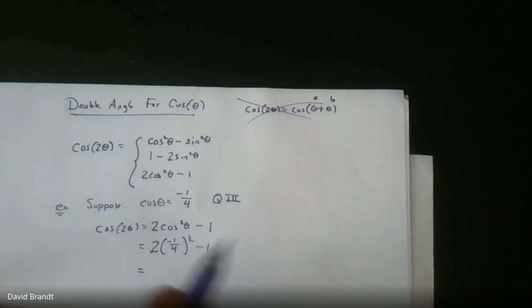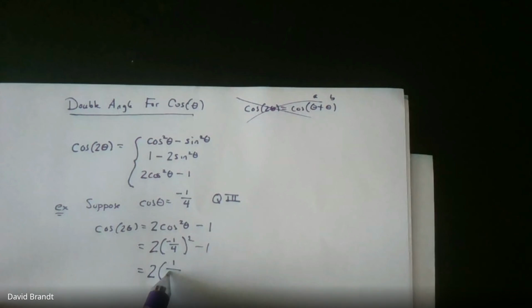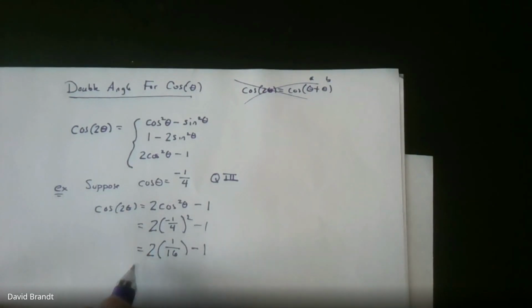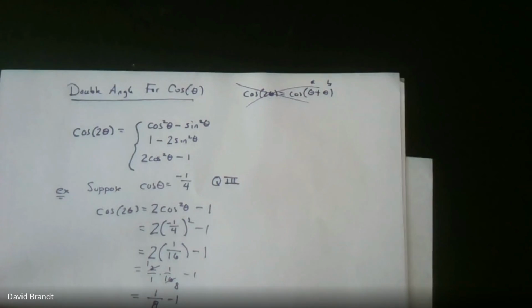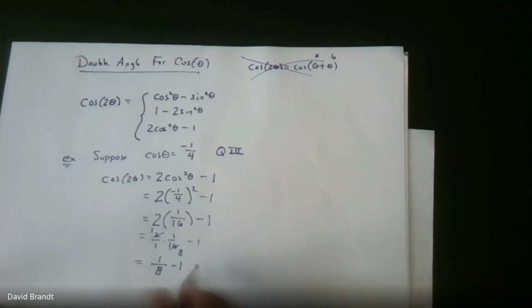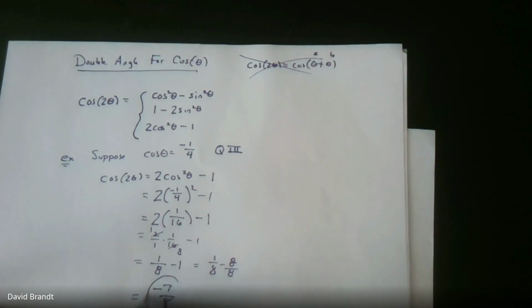You square first, then you multiply by 2. How do you square negative 1/4? Well, you square the top and the bottom separately. That's going to be 1/16. All right. How do you multiply 2 times 1/16? We'll put 2 over 1 times 1 over 16. You can cross reduce. That's going to reduce to 1/8. So what is 1/8 minus 1? Well, you can use a calculator, but you could change 1 to 8 over 8. The answer is negative 7/8.